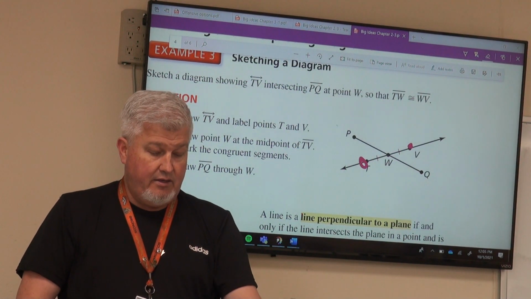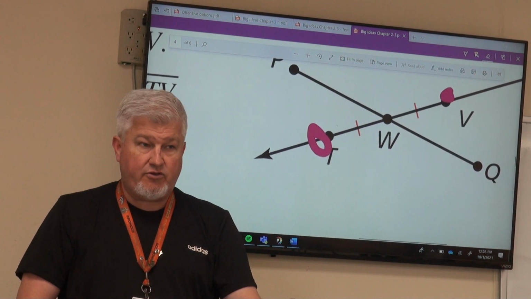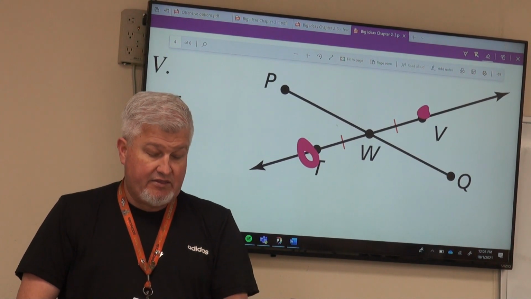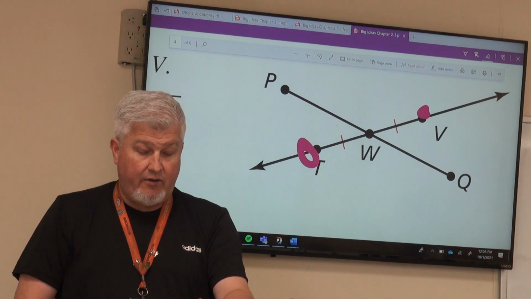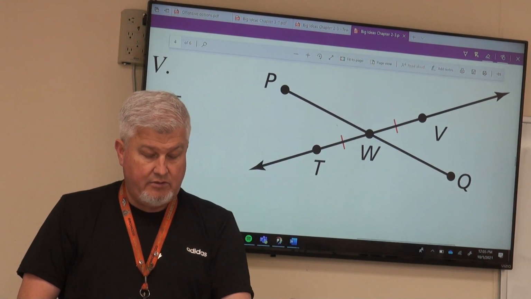But what's most important is to indicate, what must you include to make sure that everybody knows they're congruent? What do you need? The tick mark. The tick marks, right? Those red tick marks are what is required to show that those 2 segments, TW and segment WV, are indeed congruent. All right?